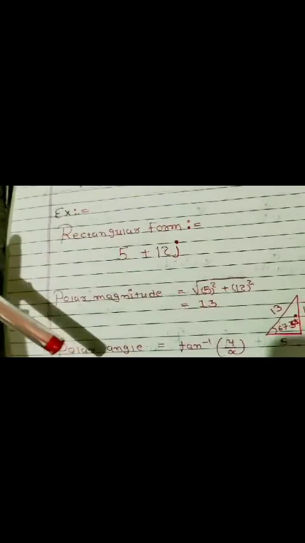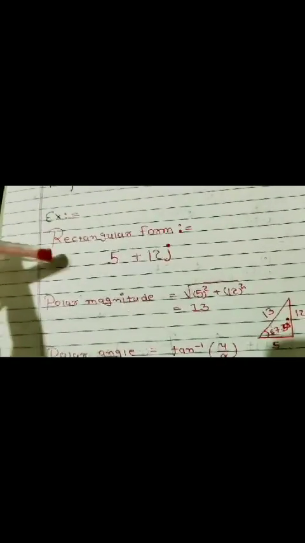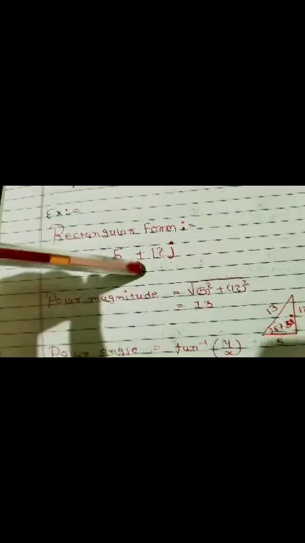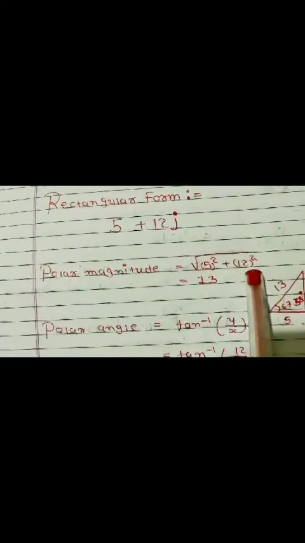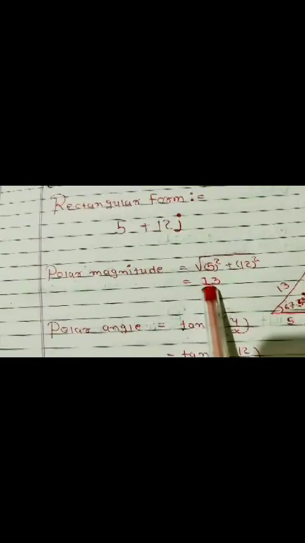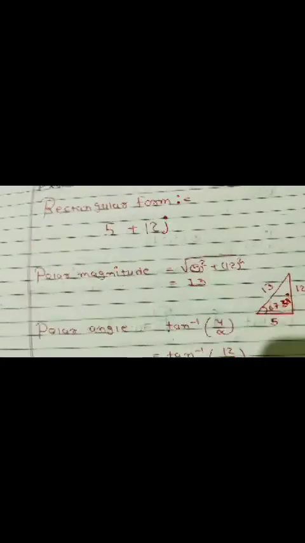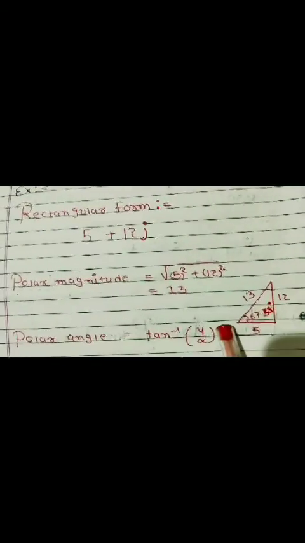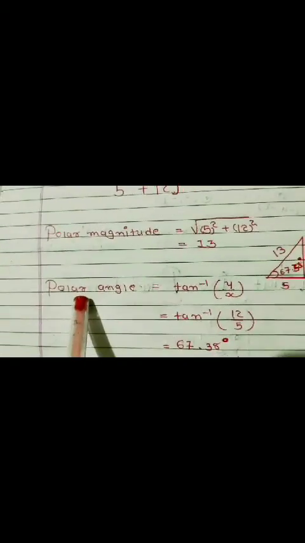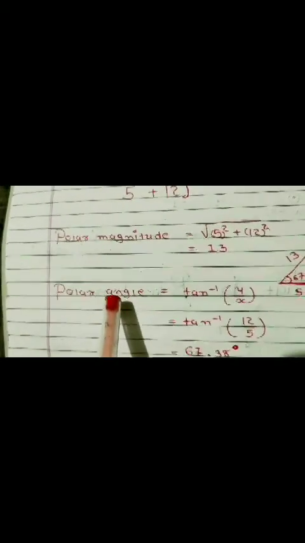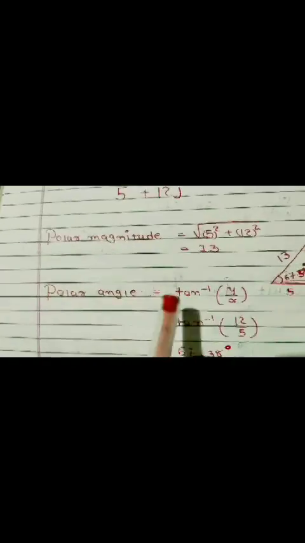By example, you will learn easily. So we have one rectangular form as 5 plus 12j. The polar magnitude is the root of x square plus y square. So we can write here 5 square plus 12 square, and we get a magnitude of 13. Here you can see the triangle, and we have the values 5, 12 and 13. We don't have the value of the angle here. Now we want to find the angle, which is called the polar angle.